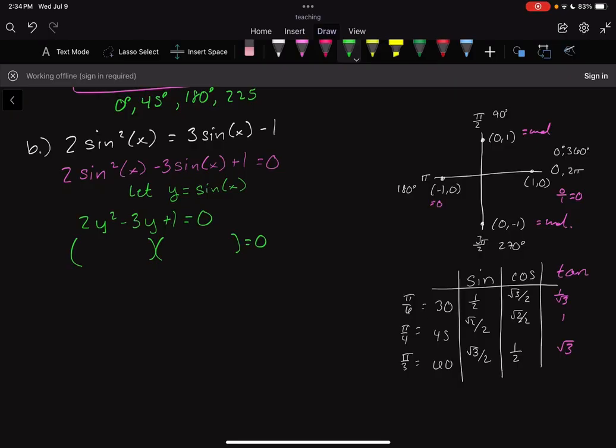So when I factor this, two things that multiply to get 2, it's just 2 and 1. That's my only option. So this is going to be 2y and y. Multiply together to get 1, my only options are 1 and 1. And then my signs need to be the same because it's positive here and negative here, so they're both going to be negative.